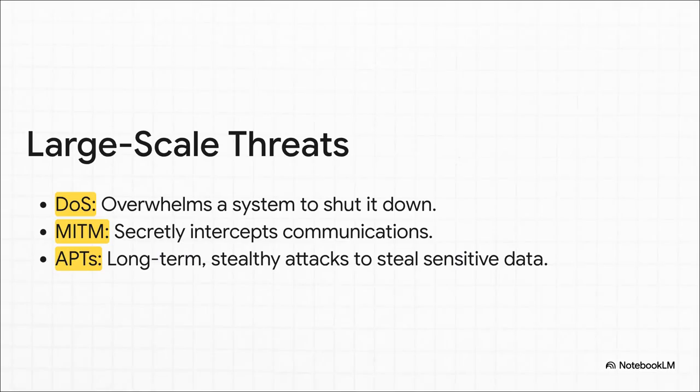So you see, these threats exist on a huge spectrum. It's not just about one person getting a tricky email. We're talking about huge, sophisticated operations. You've got denial of service attacks. Think of that like a giant mob of computers all trying to cram through one doorway at the same time, shutting a website down. Then there's the man-in-the-middle attack, which is basically a digital eavesdropper secretly listening in on your conversations. And then you have the really scary stuff, advanced persistent threats, or APTs. These are the digital spies of the world, quietly lurking inside a network for months, even years, just slowly stealing data.